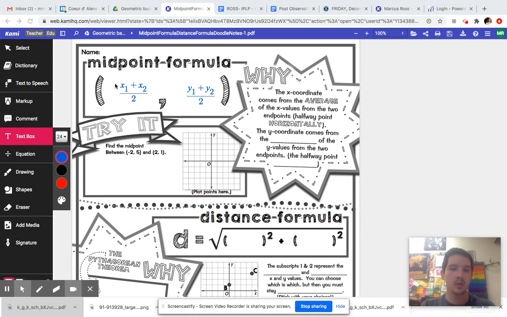Notice, and I'm hoping you're realizing, that it does not matter the order of this, okay? We're adding. You have to keep it consistent though, okay? So if you do x1 first, you have to do y1 first. If you do x2 first, you have to do y2 first, okay?